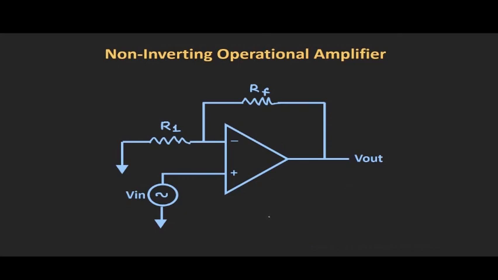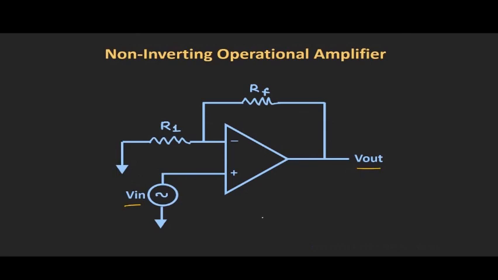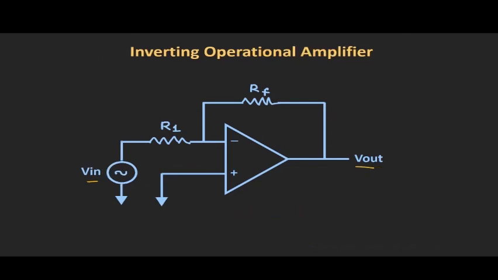Now, one of the obvious advantages of this non-inverting op-amp configuration is that the output and input are both in phase, while in case of the inverting op-amp configuration, there is a 180-degree phase shift between the output and the input voltage. Apart from this, in this non-inverting op-amp configuration, the input impedance of the circuit is very high. And if we consider the ideal op-amp, then in that case, the input impedance of the circuit is infinite. While in case of the inverting op-amp configuration, the input impedance depends upon the value of R1.